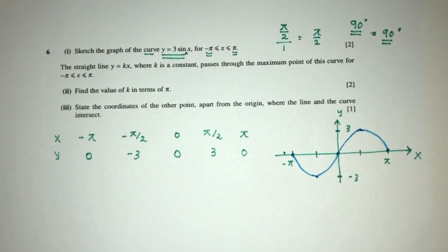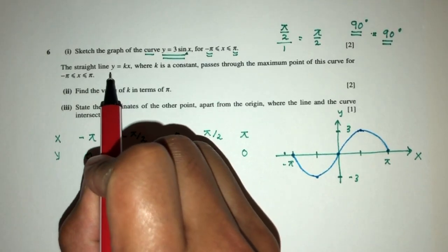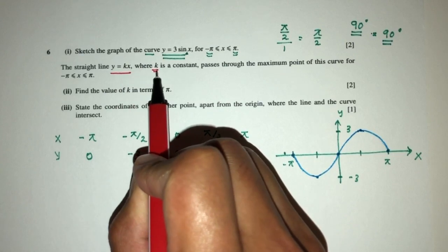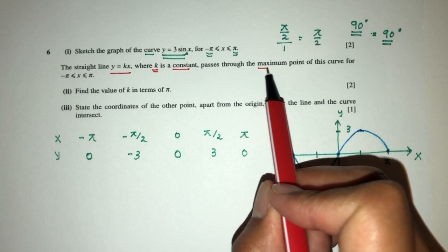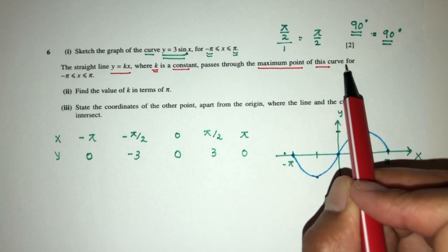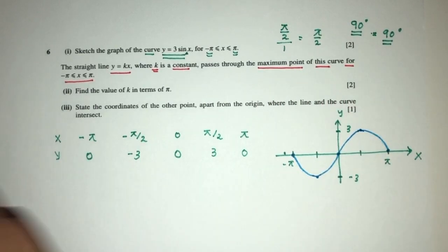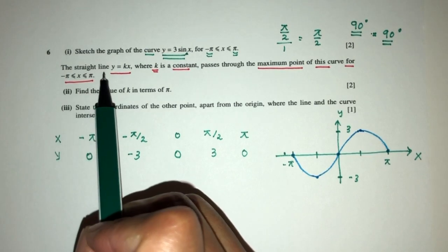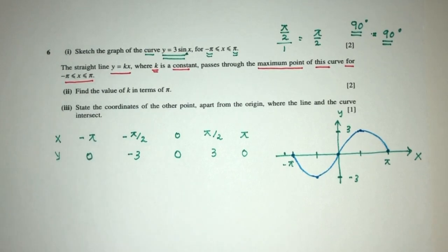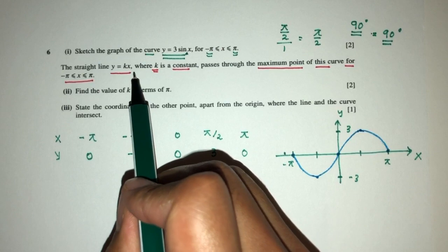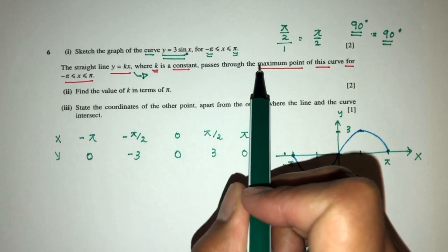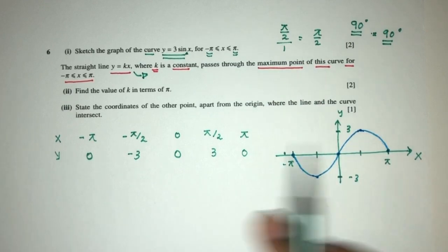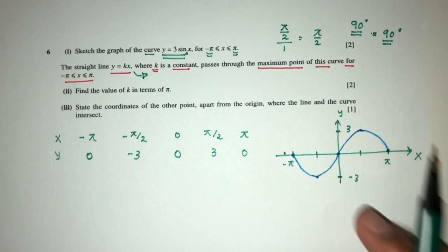Now for part 2, the straight line y equal to kx, where k is a constant, passes through the maximum point of this curve. So let's think. We have a straight line y equal to kx. Great. This is a straight line. Now, it passes through the maximum point for the curve. So observe, where is the maximum point? It will be this point.